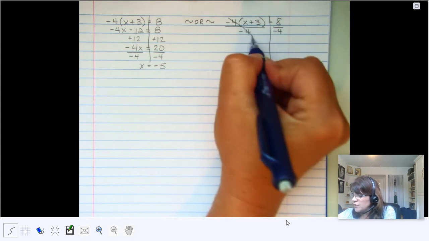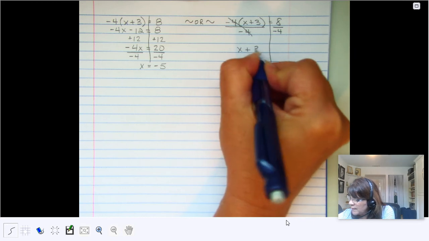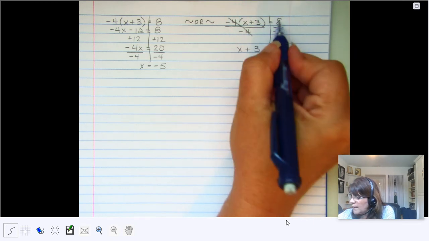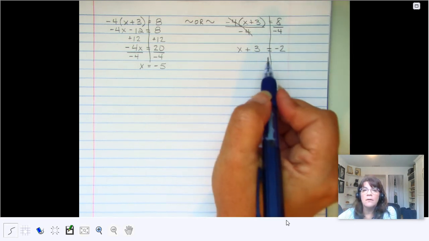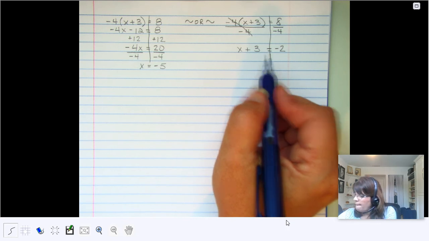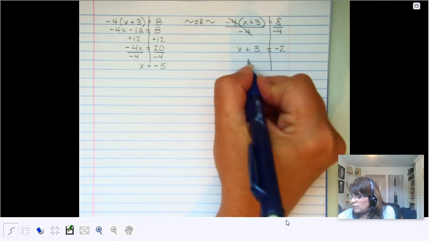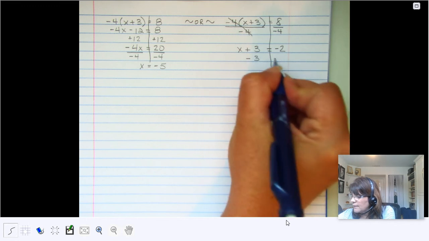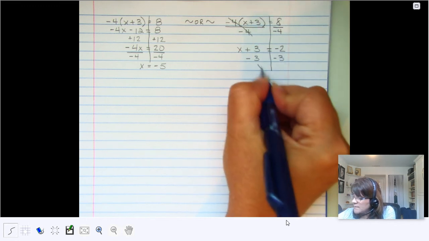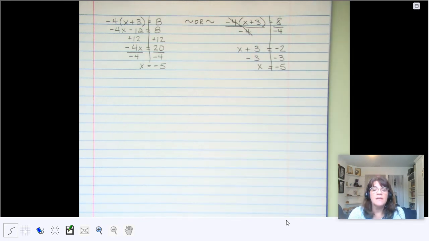Well, these cancel each other out. Now I have x plus 3 equals, 8 divided by negative 4 is negative 2. Oh, that's a much simpler equation. Well, I still need to isolate x, so the opposite of positive 3 is negative 3. And x is equal to negative 5. Same solution, slightly different order of steps.